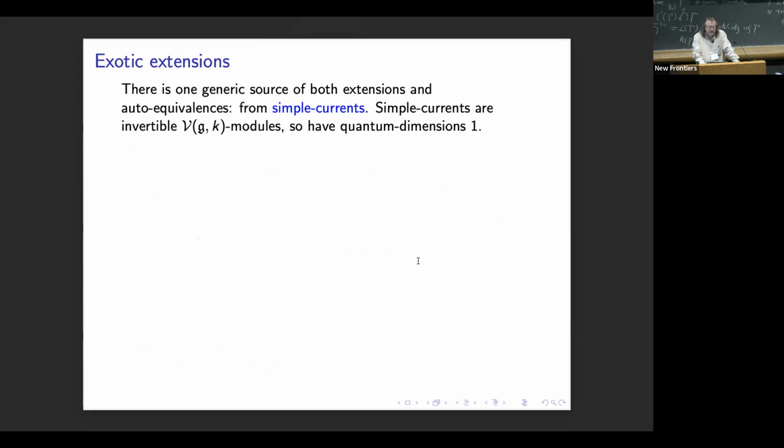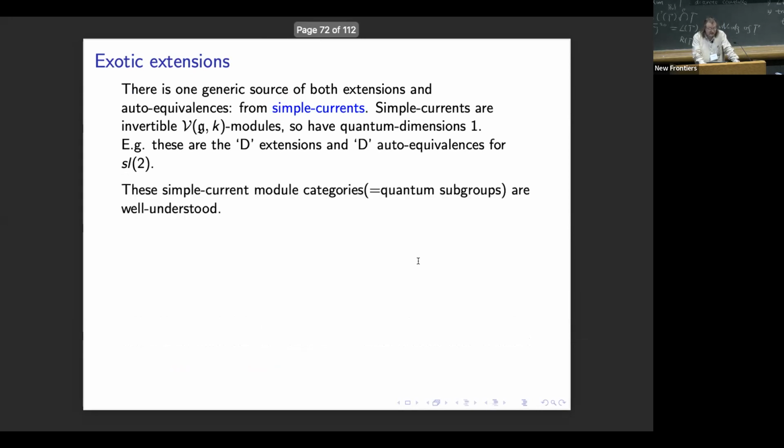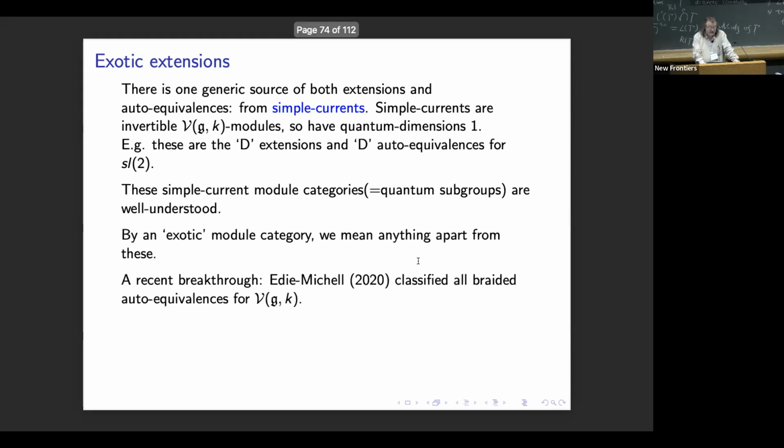So there's one generic source. These are the boring ones. These are the ones that come from simple currents, the invertible anyons. And so in the language of the Cappelli-Itzykson-Zuber list, this gives you the A series and the D series. So these are the generic ones. As I said before, they're not interesting. They're well understood. And so by an exotic module category, we mean anything other than these.